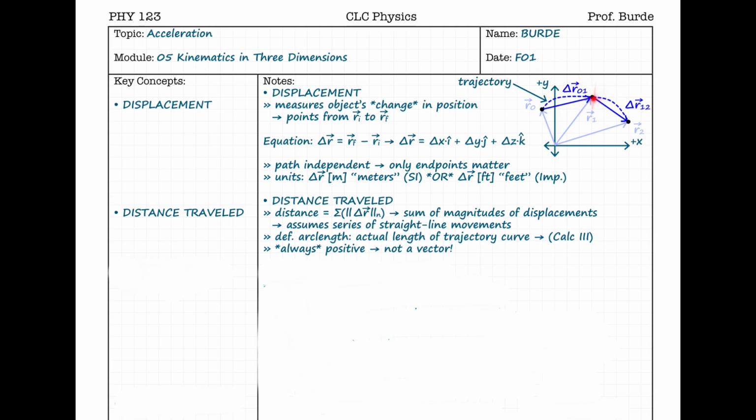This would be our displacement vector pointing from R0 to R1. This is our displacement vector pointing from R1 to R2. The displacement is path independent. Only the endpoints matter. Only where the particle is at the beginning and the end of that motion matters. The actual trajectory, the actual path taken, doesn't matter.